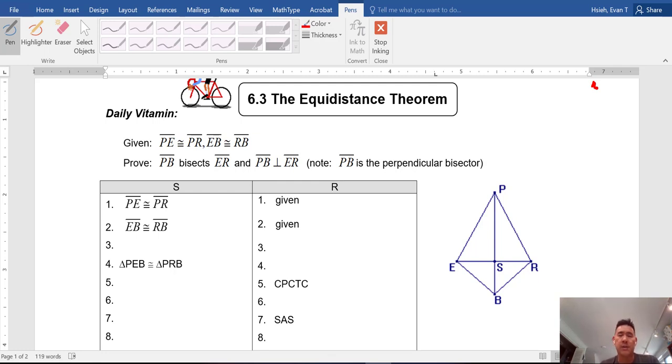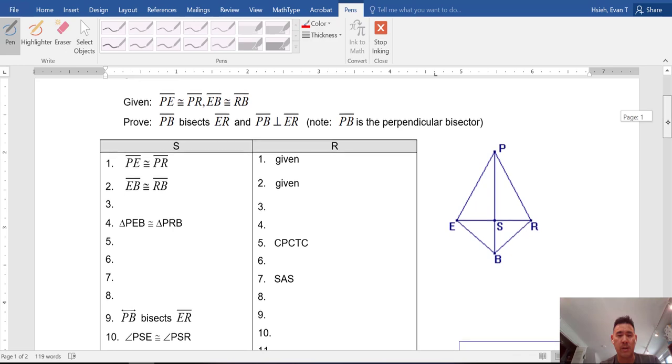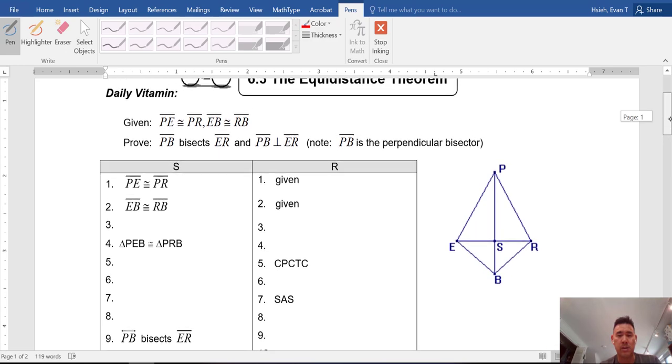Okay, on to section 6.3, the equidistance theorem. All right, traditionally this is one of the more difficult sections that we do in geometry, so if you're asleep right now, you definitely want to wake up. Okay, so we're going to start out with a proof, and what we're basically going to do in this proof is prove what is known as the equidistance theorem.